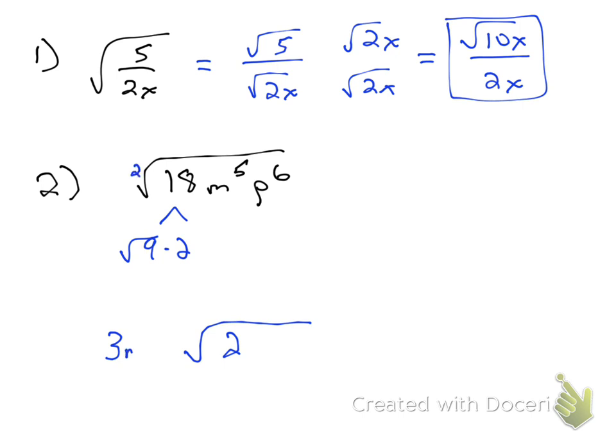2 goes into 5 twice, remainder of 1. And then 2 goes into 6 3 times. And that is actually the application of the even-odd rule.